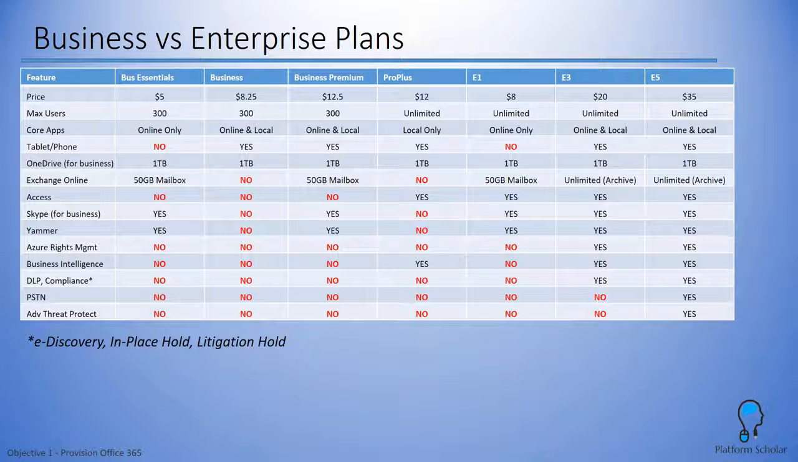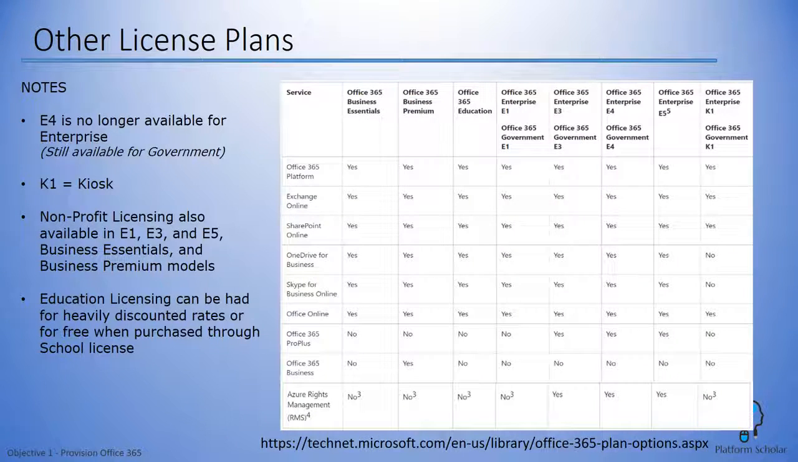Here's a chart detailing the current offerings of each of the licenses we spoke about. As mentioned, we'll go into each of these service offerings in more detail during Objective 1.3. The unlimited email listed in E3 and E5 is actually only unlimited in what is archived. Your active mailbox still will have a 50 gigabyte limit. There are other license plans for government, nonprofit, and education as well.